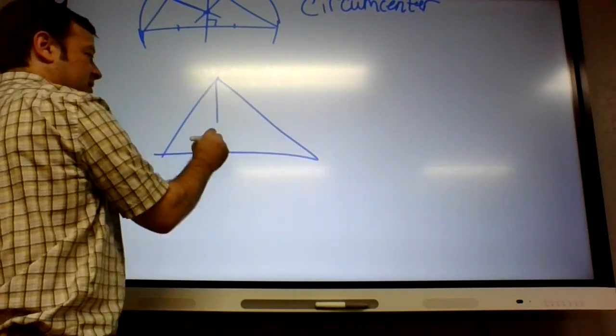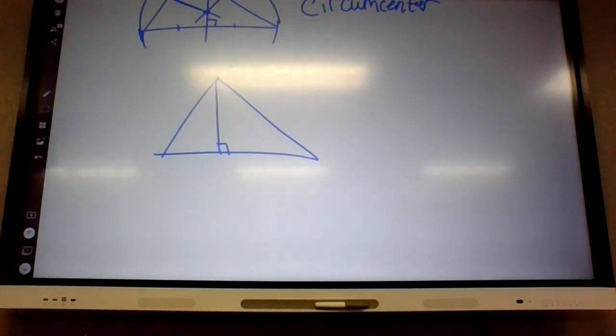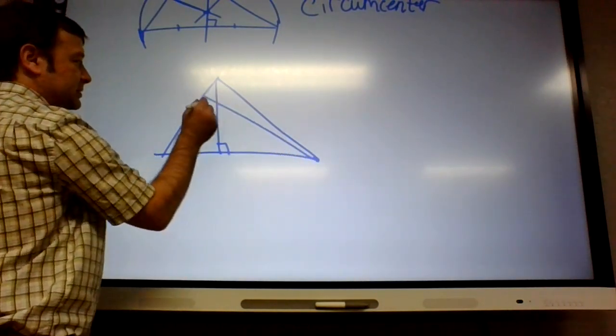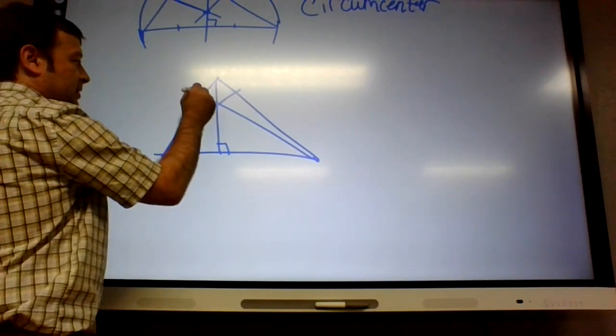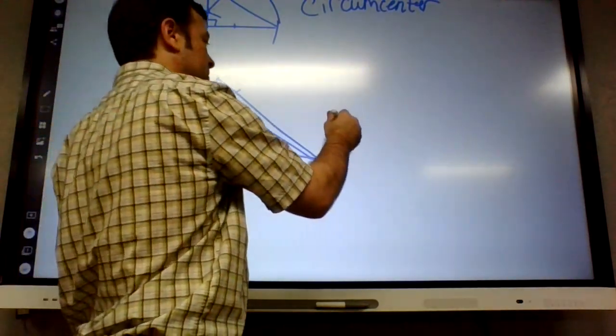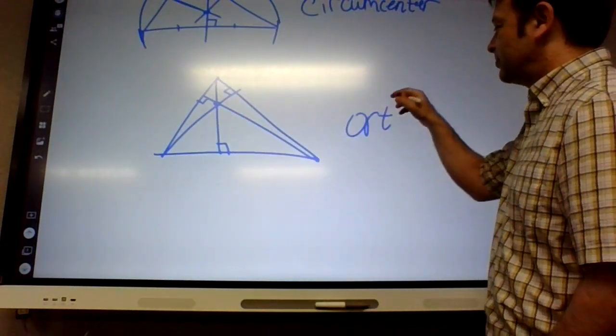What is this thing called? Altitude, because it basically tells you the height of the triangle. If you draw an altitude from each vertex, they should hit at 90-degree angles on the opposite side. They meet at the orthocenter.